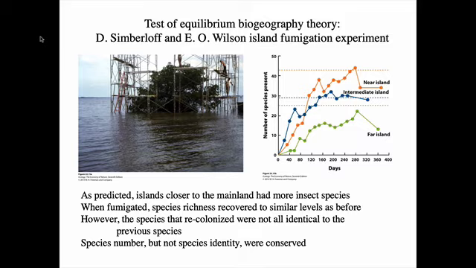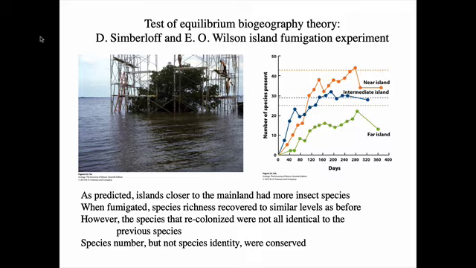So the important thing is that we got the results in terms of number of species that we expected. We got the other result as well. It was different species that recolonized. Some of the same species got back to those islands, but some of them didn't, and they were replaced by other species. The species number was stable, but the species identity was not. That's exactly what we predict from island biogeography theory.